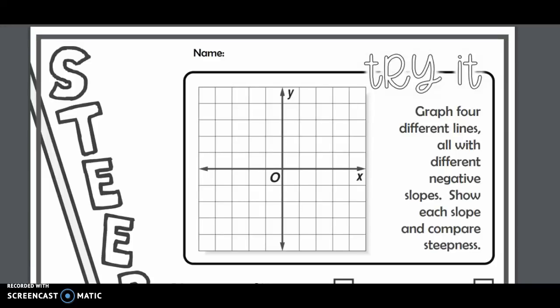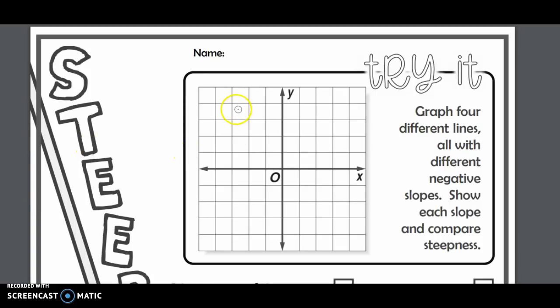Today we're going to talk about the steepness of the slope, so make sure your name is on this note page. And we're going to try a couple of lines. It says graph 4 different lines, all with different negative slopes. Show each slope and compare steepness.